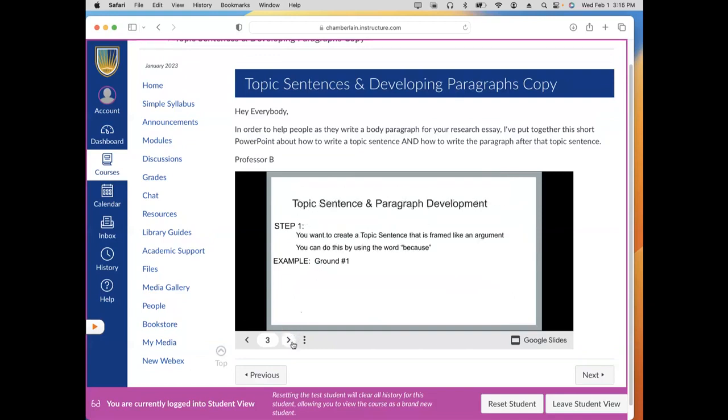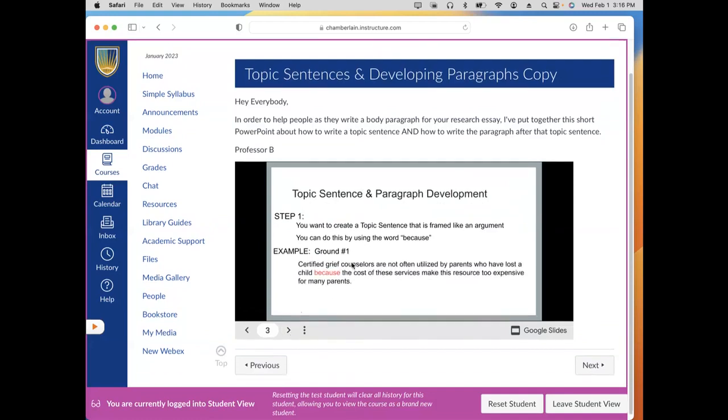Okay, so you want your topic sentence. It's like a mini thesis, basically, right? The thesis for the big paper comes at the end of the introduction, and then the topic sentence is basically like a mini thesis for each of the three main ideas that you have, right? And you create a sentence that basically starts you off.